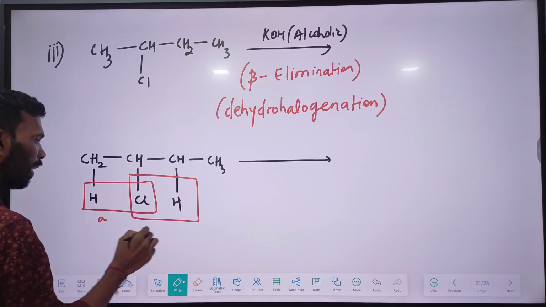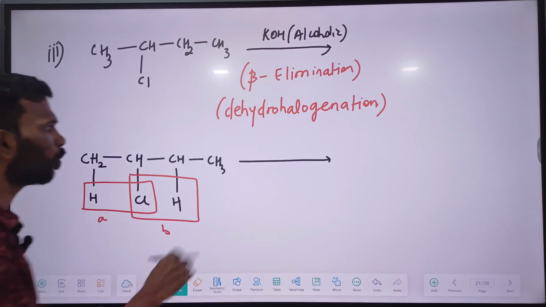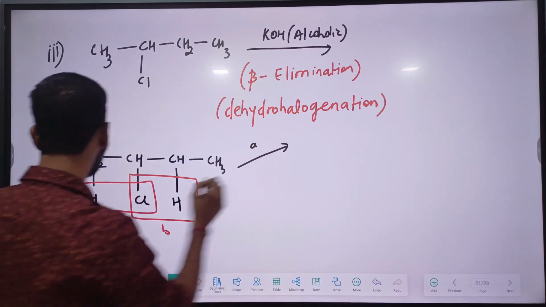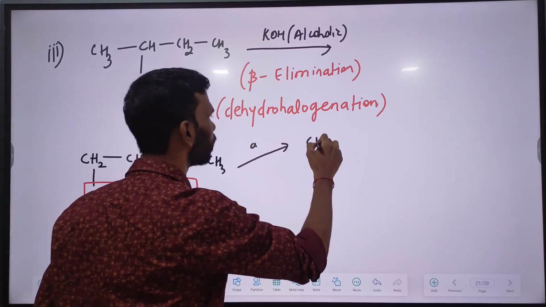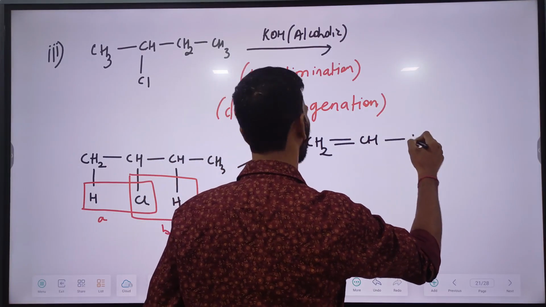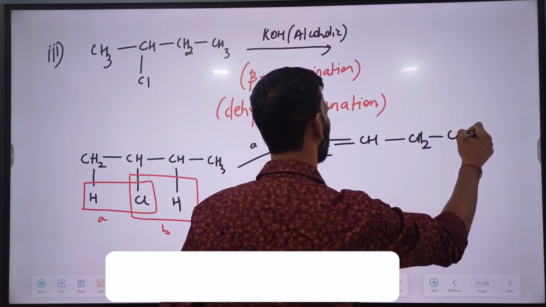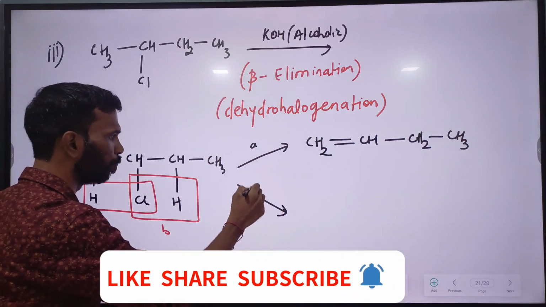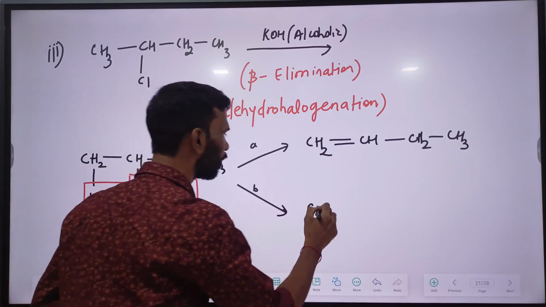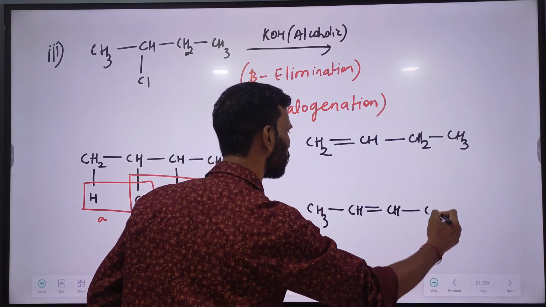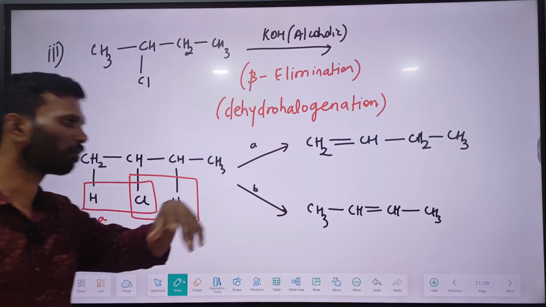Let's call this the A set and the B set. If you are removing the A set, understand the double bond will be formed over here. Elimination leads to the formation of the double bond. And if it is the B set, then the double bond will be formed over here. This is a big topic. Again, elimination.